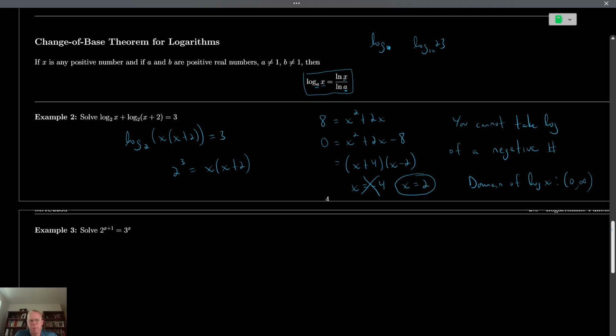So for instance, if we just had log of x plus 2 equals whatever, and let's say we get x equals negative 1, that is perfectly fine, because then we're just doing log of 1, which is okay. So it's not that you get a negative, it's that when you plug that in for x, you're taking log of a negative after that. All right.